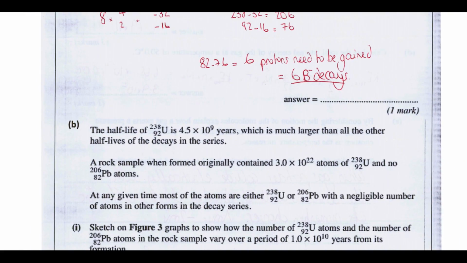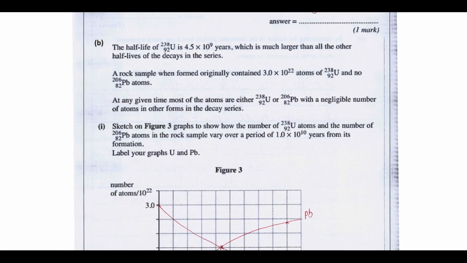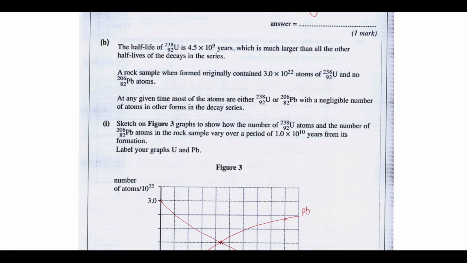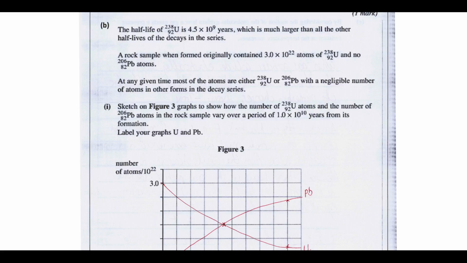Okay, so we're actually going to look at how long this takes. The uranium has a half-life of 4.5 times 10 to the 9 years, which hopefully I don't need to tell you is a very long period of time. So this is a very slow decay. What we're going to look at is how the amount of uranium changes over time and how the amount of lead changes over time.